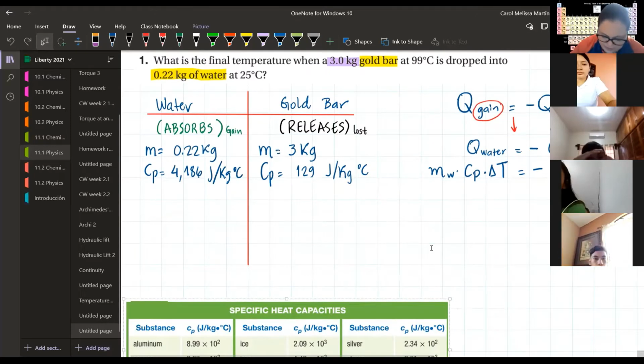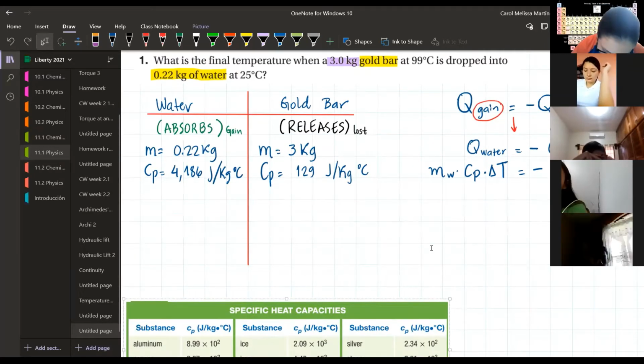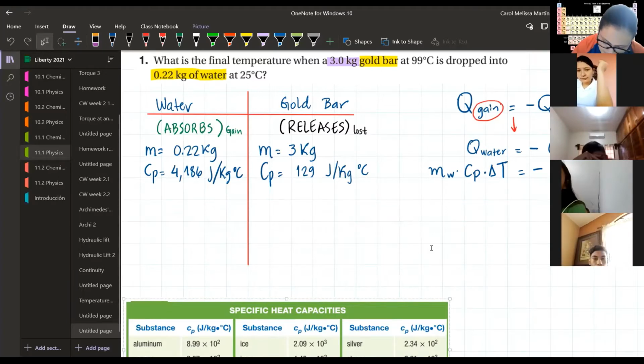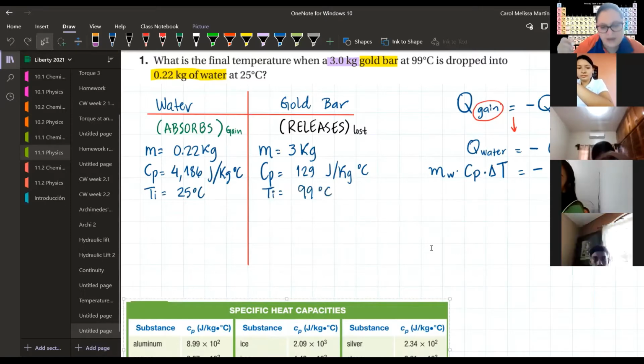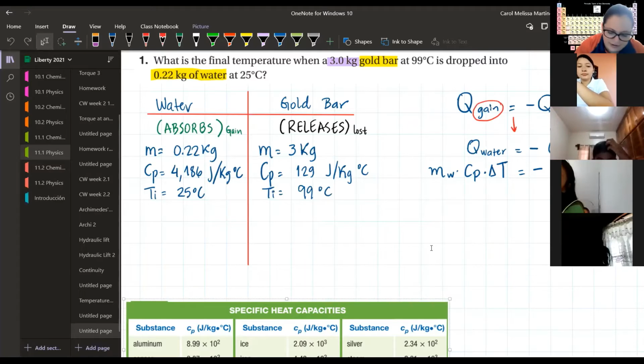Now, what else do I have? I know I have the initial temperature of both substances. I have the initial temperature of my water to be 25 Celsius and the initial temperature of the gold bar to be 99 degrees Celsius. And then it's asking you, what is the final temperature?